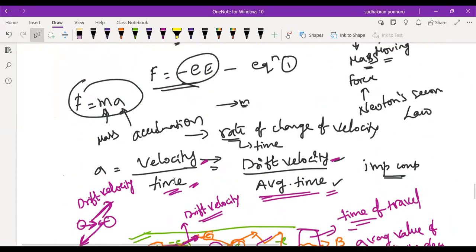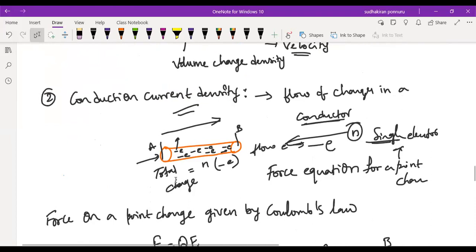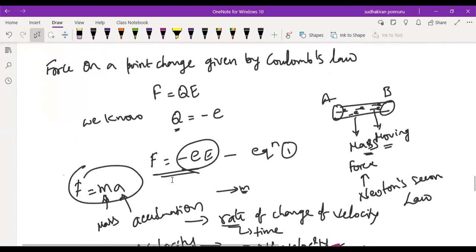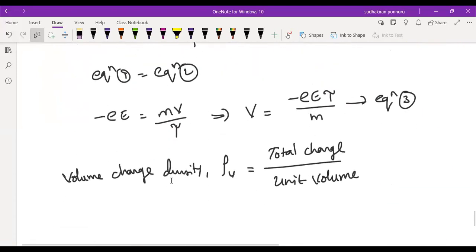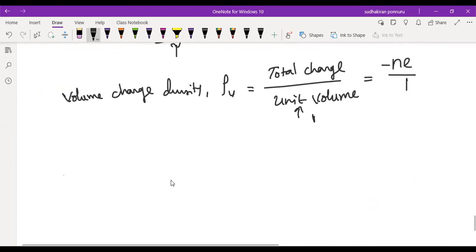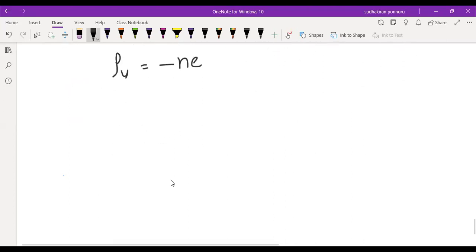Inside a conductor, the total charge is given by N into minus e. So the total charge is equal to minus N into e. What is unit volume? Unit in the sense 1. So unit volume is 1. Therefore, what will be the value of rho v? Rho v is equal to minus N into e. Now we have to write the current density.